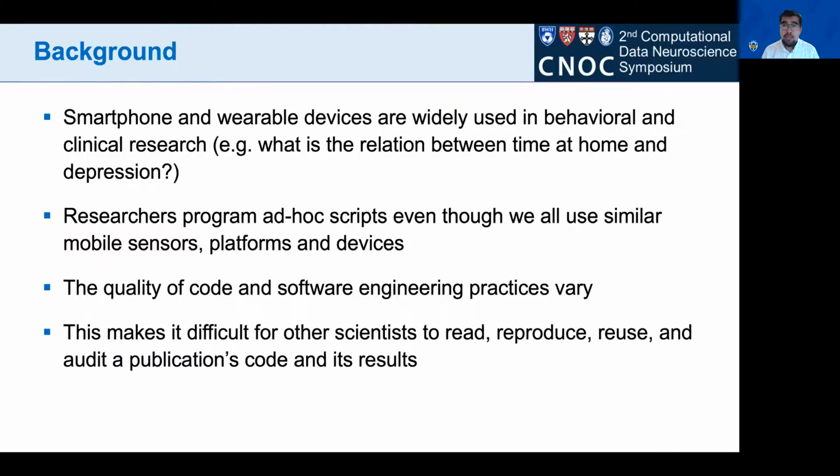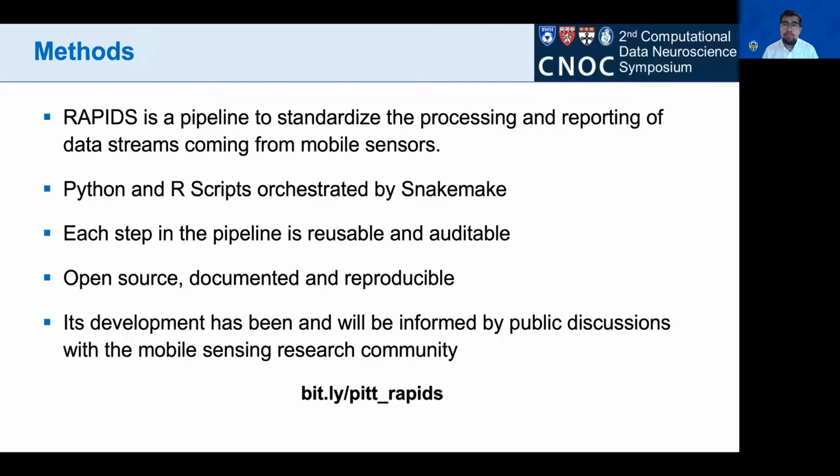Generally speaking, researchers program their own computer scripts to extract these behavioral features, even though we all use similar mobile sensors, platforms, and devices. On its own, this is already a time-consuming task, hindered even more because code quality and software engineering practices vary from project to project. Overall, this makes it more difficult for other scientists to read, reproduce, reuse, and audit other people's code.